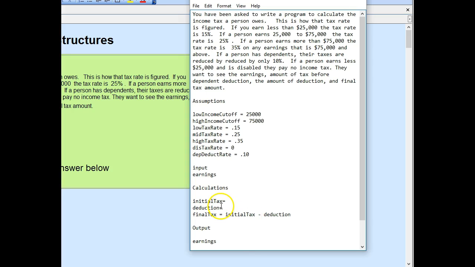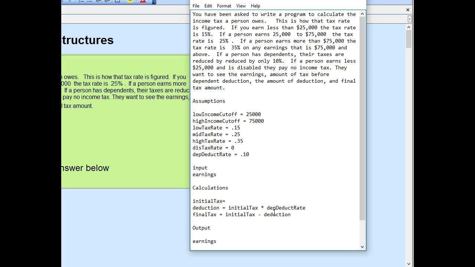Okay, so our deductions are 10% of the initial tax. So it's initial tax times the 10%, which we put up here in the dependent deduction rate. So again, I'll go ahead and copy and paste that from my secret file. And that's how that's done.